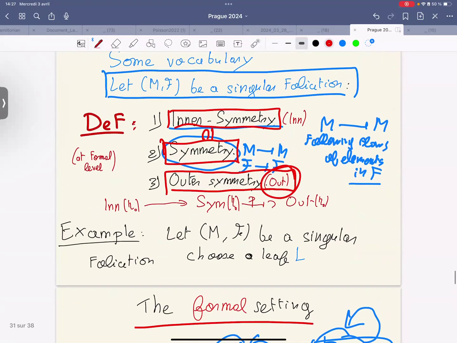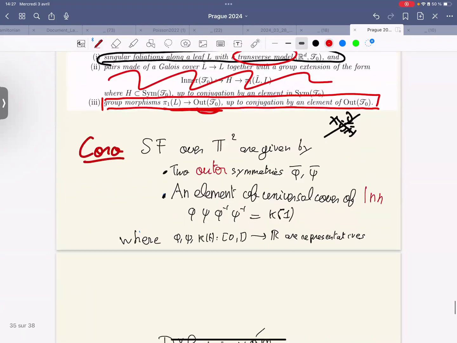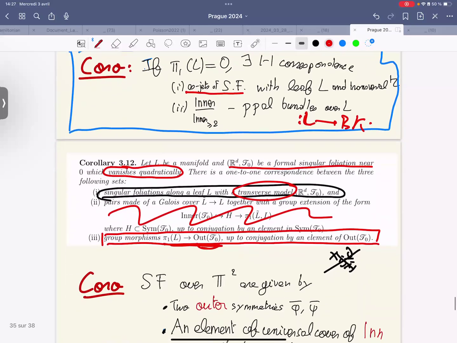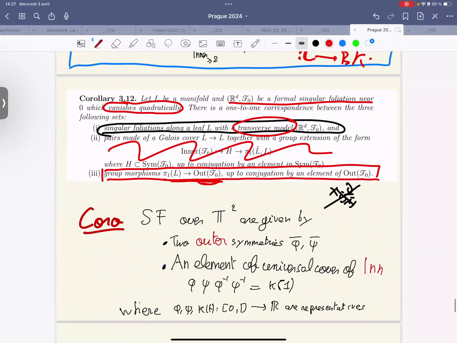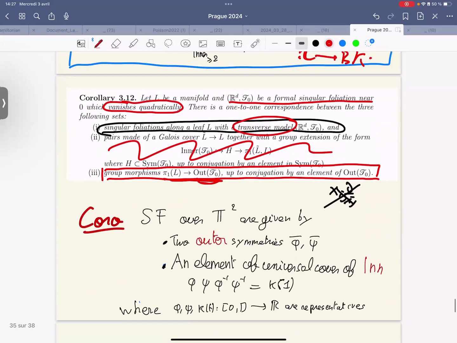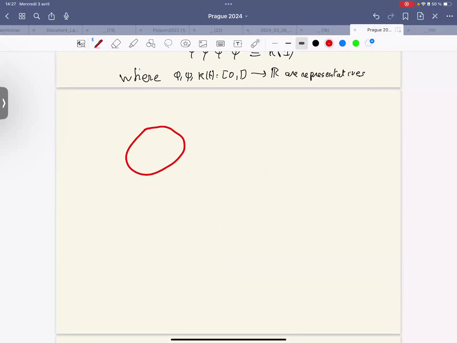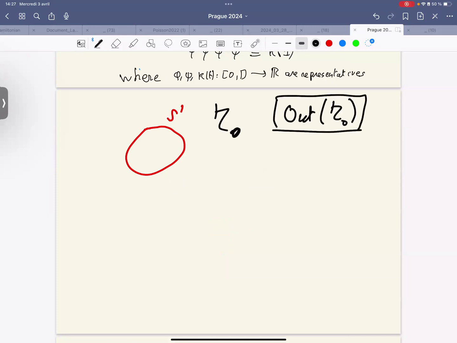And when you apply it to the... well, again, it's really not easy to see it. I mean, a particular case that I like a lot: if a leaf is a circle, then it's very easy to classify singular foliations. We take the transverse model, and it's classified by conjugacy classes of the group of outer automorphisms of the transverse model. But what about the torus?